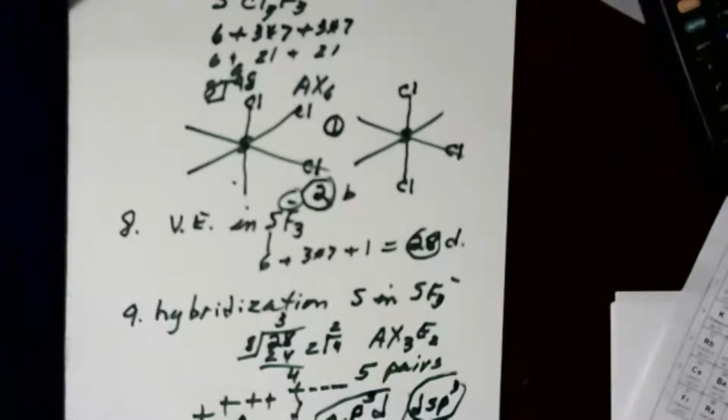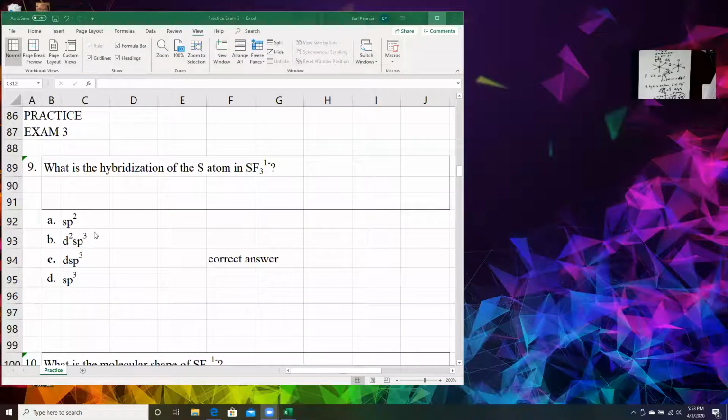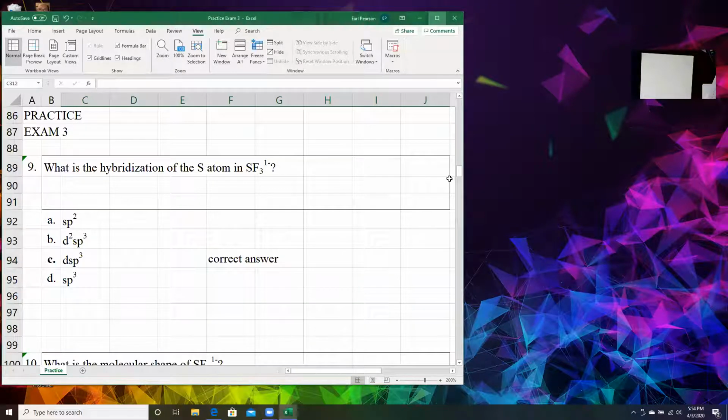So let's go back and see what we've got on our practice problem for the answer. It's written as dsp3. And there's a story behind that, but right now I'm not going to bore you with it, and we'll just go on to the next problem. So we're going to do number 10. So let's pull it up, take a look at it, and then we'll work it out.